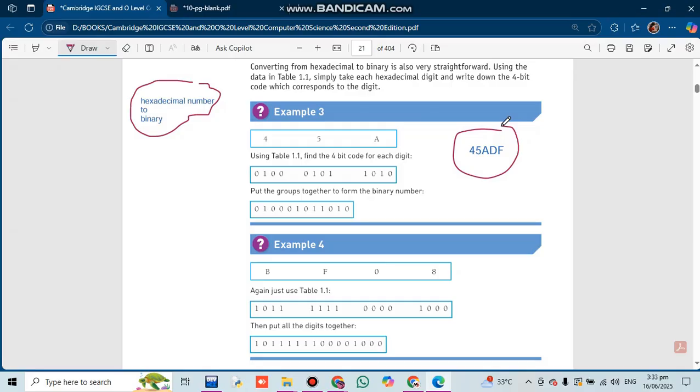The first thing you need to remember is that hexa is given as a combination of numbers and letters. In the letters, the range is A for 10, B for 11, C for 12, D for 13, and it goes till F. Alright, the last digit will be 15. In this case, the number given is 4, 5 and A, and we have to convert it into a binary format.